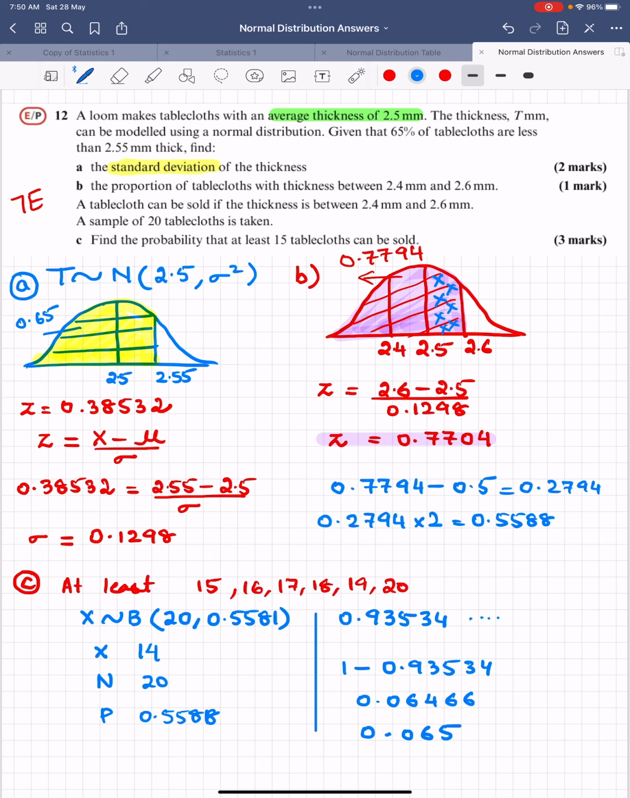Now the C part of the question could have been worked manually also, but it would be very, very tedious. And since we are allowed to use a calculator, we can use the calculator to do the C part.